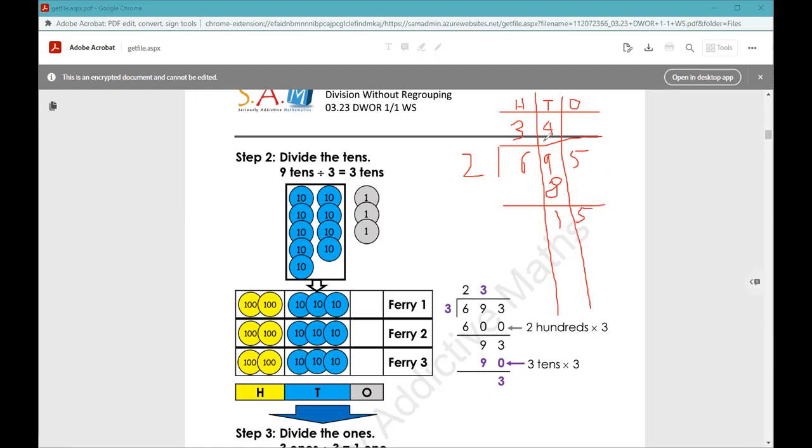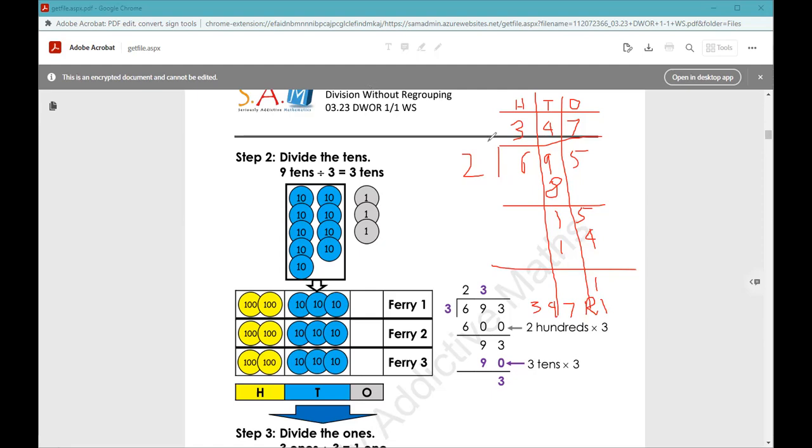Okay, and then the next one, how would you do that? Okay, you have 15 already, so it'll be 2 times, let's see, 2 times 7. 2 times 7 will give you 14, 1 left over for ones. Okay, and then 5 minus 4 equals 1. So the answer is 347, remainder 1.